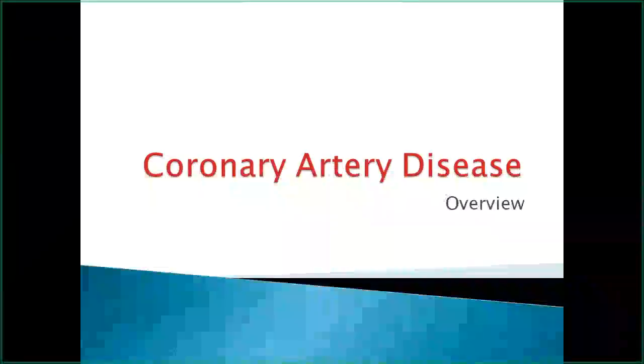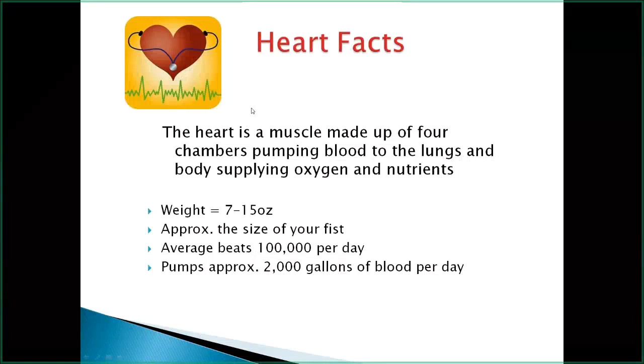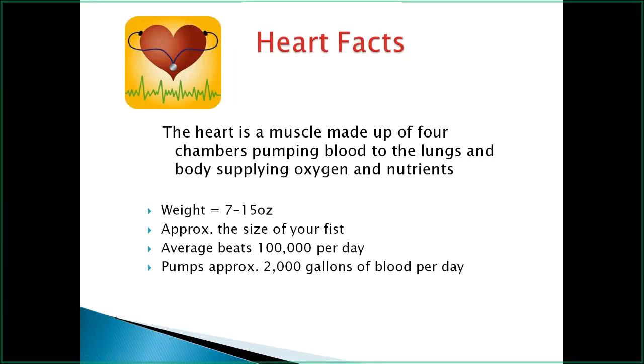Here we go. So the overview of coronary artery disease. A couple interesting facts about the heart. The heart is a muscle and it is made up of 4 chambers. They pump blood to the lungs and to the body, supplying oxygen and nutrients. The weight is approximately 7 to 15 ounces, and it's about the size of your fist. It lays kind of in the center of your chest, slightly to the left. It beats on average 100,000 times per day and pumps approximately 2,000 gallons of blood per day. That's a pretty hard working pump.